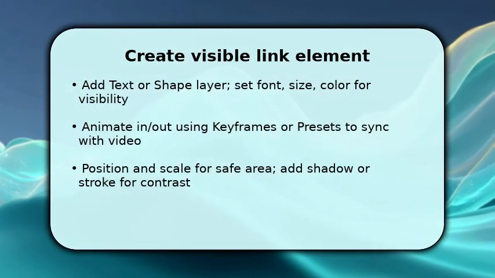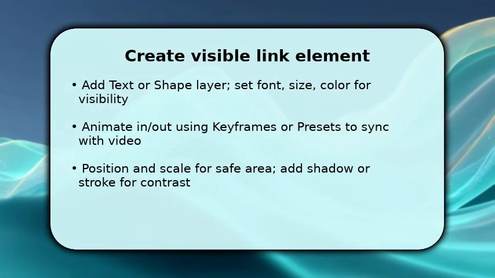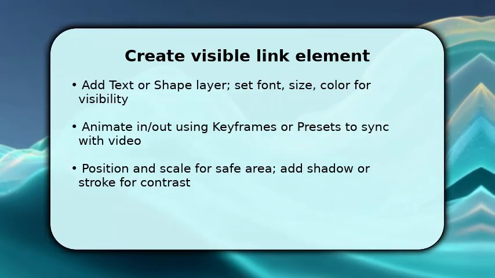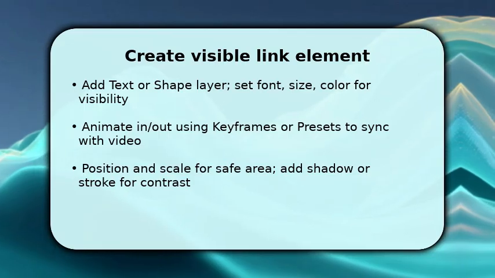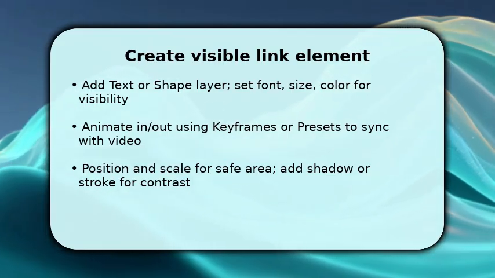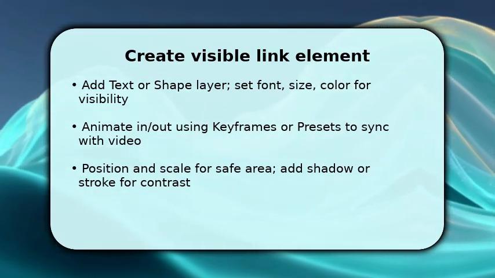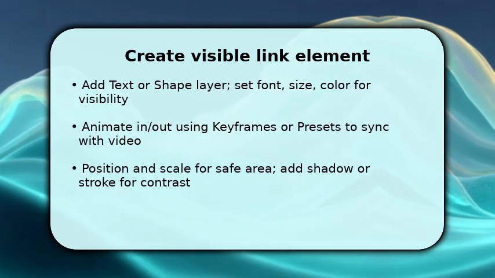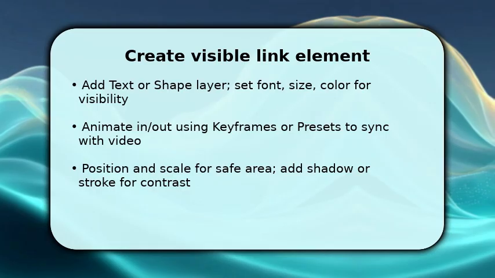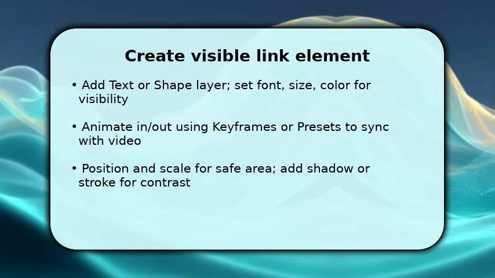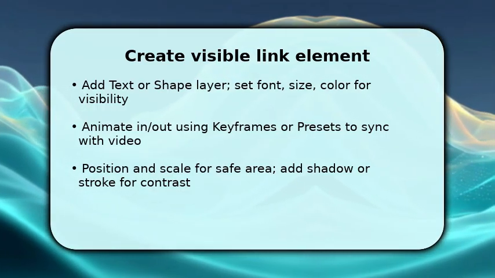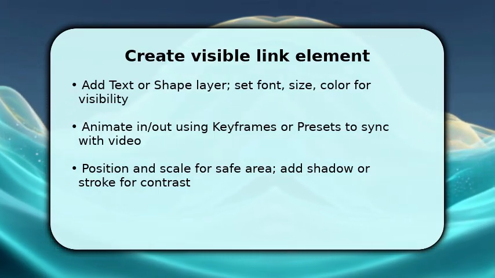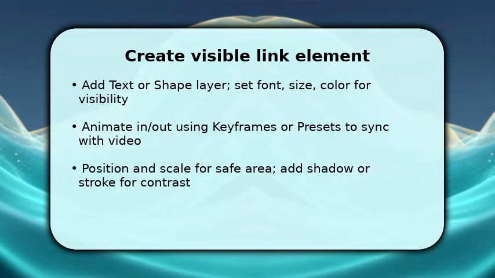Now create a clear link element. Add a text layer and type the URL or call to action, or use a shape with a button label. Then animate its appearance with keyframes so it fades or slides at the correct time. This draws attention and feels interactive. You should position it inside the safe area so platform overlays don't cut it off, and add stroke or shadow for readability. Once animated, preview playback to confirm timing and visual clarity before exporting.